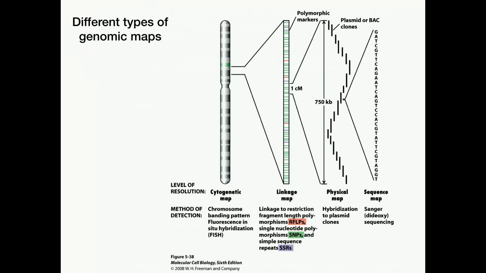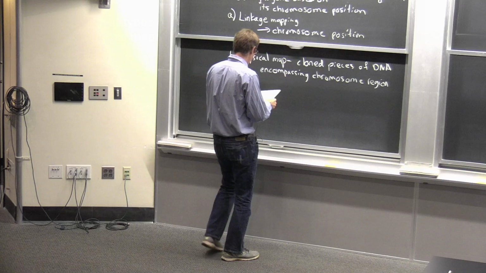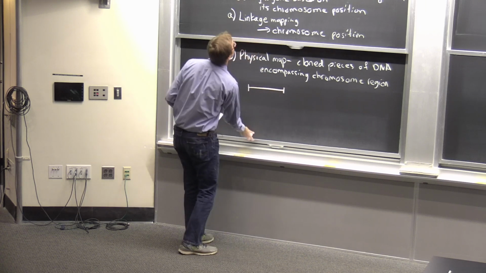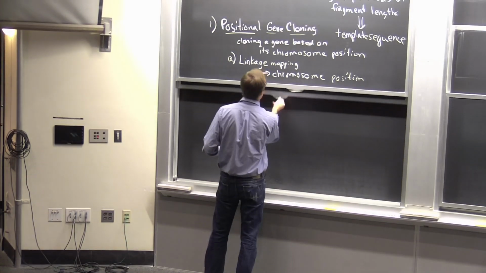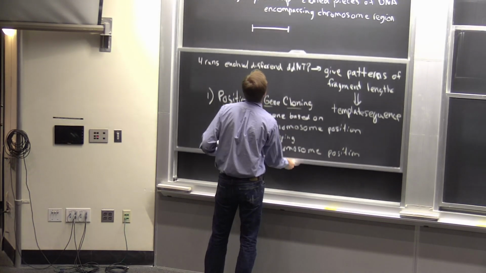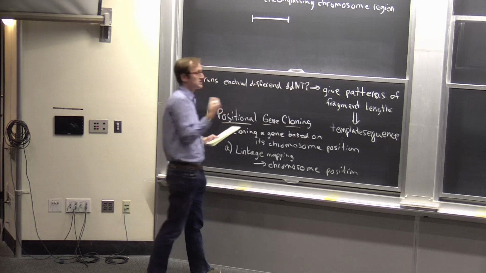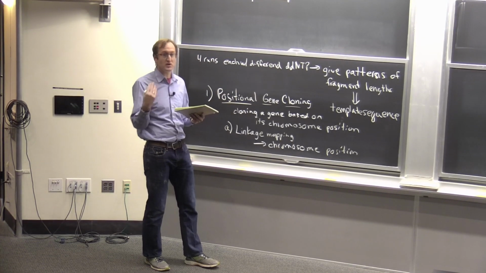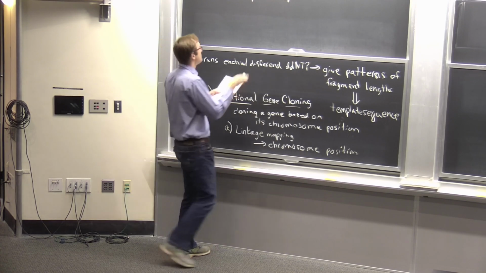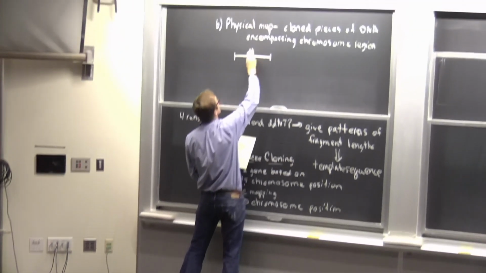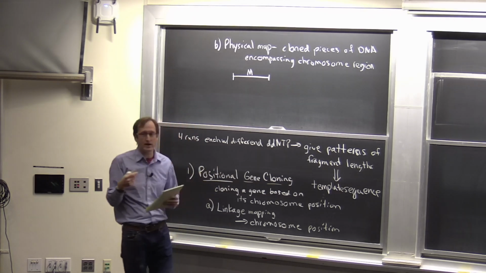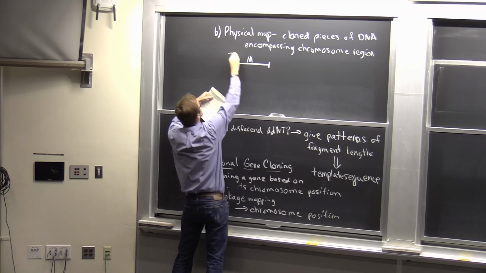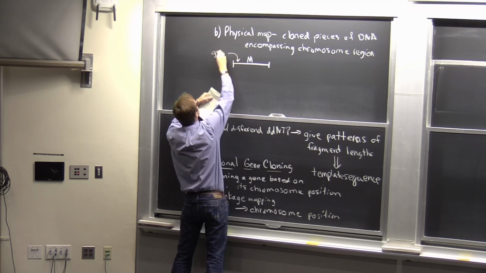Okay, so you have cloned pieces of DNA, and you're going to start with, I'm going to swap this. Your starting position could be one of these polymorphisms and the sequence around it, which you already know, okay? So let's say you had this microsatellite marker. You could then, what I'm drawing here is a piece of genomic DNA. So this is genomic DNA.